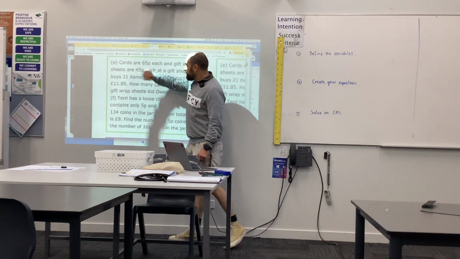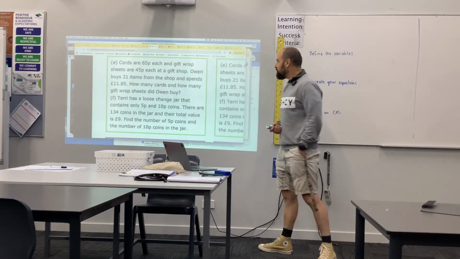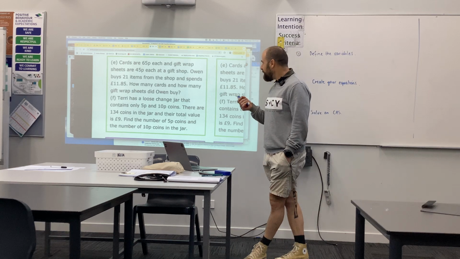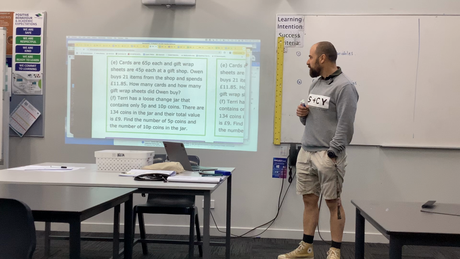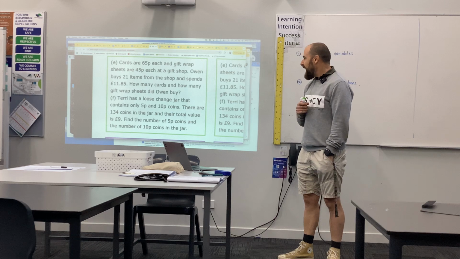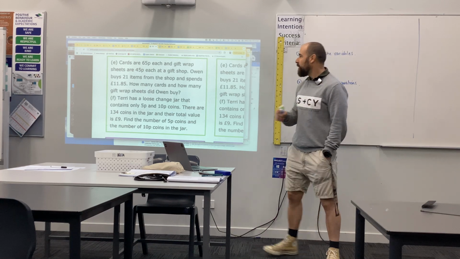We're going to do E. Cards are 65p each, and gift wrap sheets are 45p each sheet at a gift shop. Owen buys 21 items from the shop and spends £11.85. How many cards and how many gift wrap sheets did Owen buy?